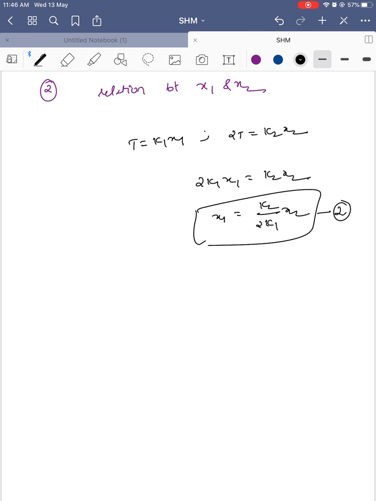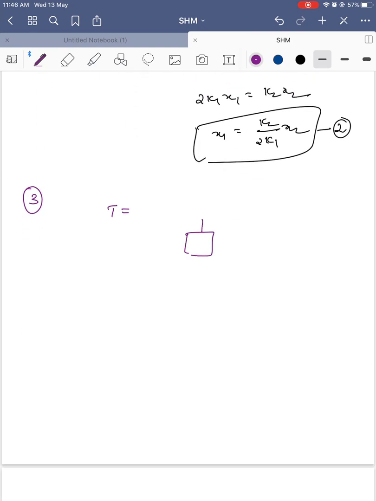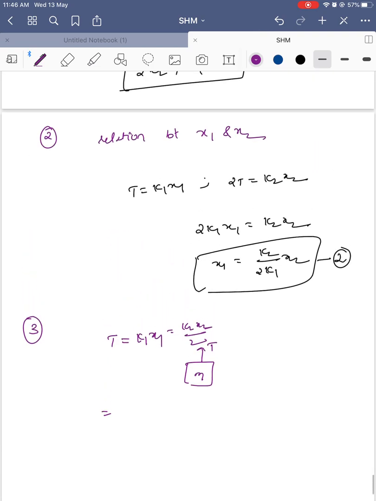Now the third step. What is the cause for the block to move upwards? The immediate cause is T. So T is the cause for the body to move. T is equal to k1 x1, meaning the unbalanced force in the tension is nothing but the spring force, k1 into x1. It is also equal to k2 x2 by 2. So we already know the x1 and x2 relations.